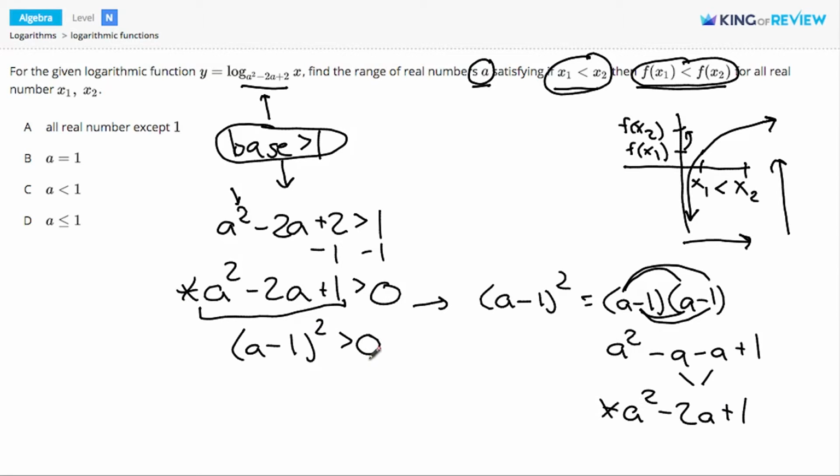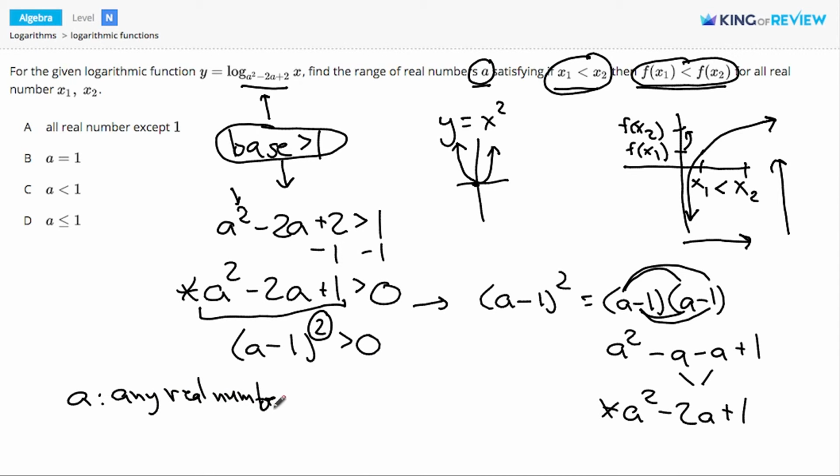But remember, any number that you square will automatically be greater than 0 unless it's equal to 0. The graph of a function y equals x squared is a parabola with a minimum at 0. It's always a positive number, a number greater than 0, unless it's 0. So a can be any real number, since any real number, when you plug it into this equation and square it, will be positive, except we don't want it to be 0. We have greater than 0. We don't want it to actually equal 0.